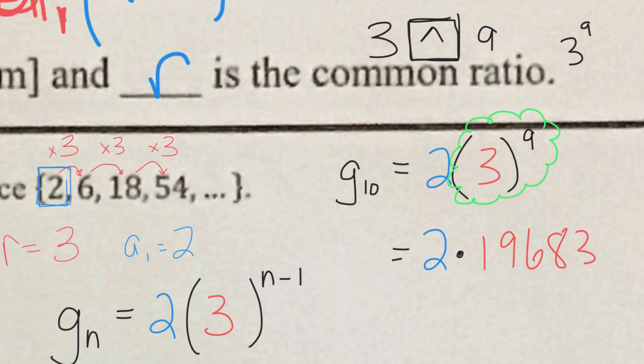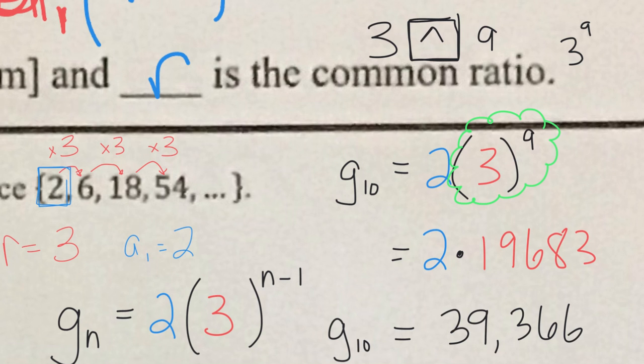Okay? So whenever we're evaluating this or we're finding some random term down the road, we do the exponent first, and then you multiply it by the first term. So in this case, my 10th term would be 39,366. Okay, that would be the 10th term in this sequence, starting at 2 with a common ratio of 3.